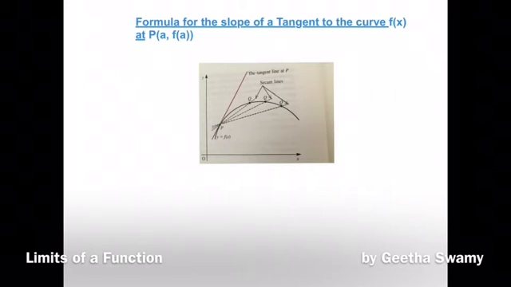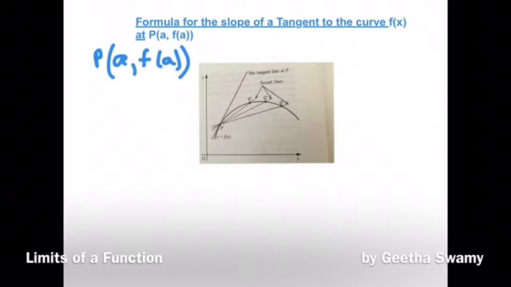But now let us find a more general equation so that we can use this equation to find out the slopes of tangents for different curves. Now look at the curve on the screen and the point P, whose x coordinate is now going to be given as A, and the y coordinate is f of A. Let Q be another point on the curve whose coordinates are x, y.